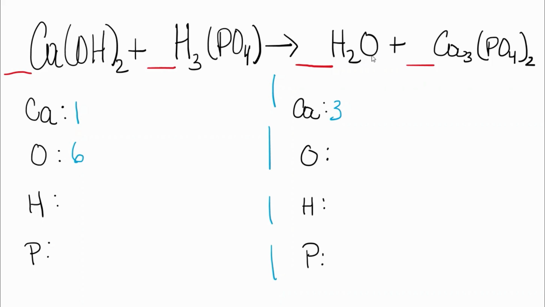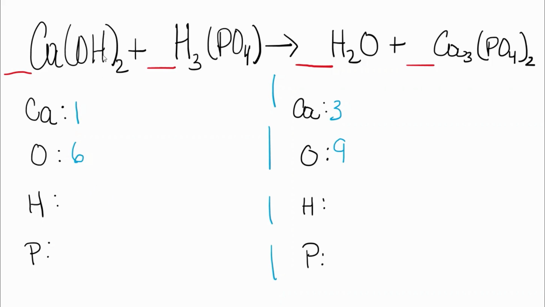Likewise, on this side, there's 1 oxygen in water. And then there are 2 phosphates, and each phosphate has 4 oxygens. So there's a total of 8 oxygens in the calcium phosphate and 1 from water. So you have a total of 9 oxygens.